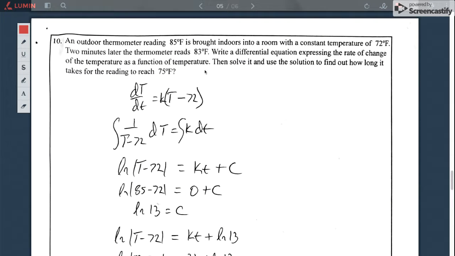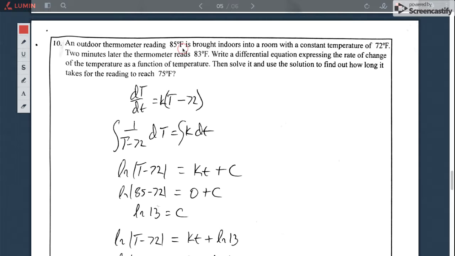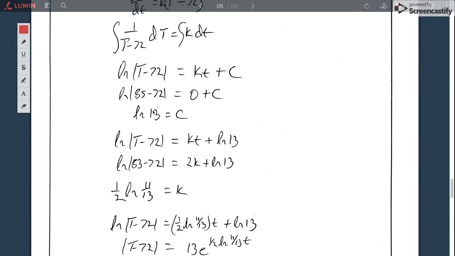So this is Newton's law of cooling. So my constant temperature is 72 degrees. So that's why 72 is here. I separate and integrate: natural log, absolute value of t minus 72 there, kt plus c over here on the right. It says 85 is my initial temperature, so I plug in 85. I plug in 0, gives me the natural log of 13. So c is the natural log of 13.